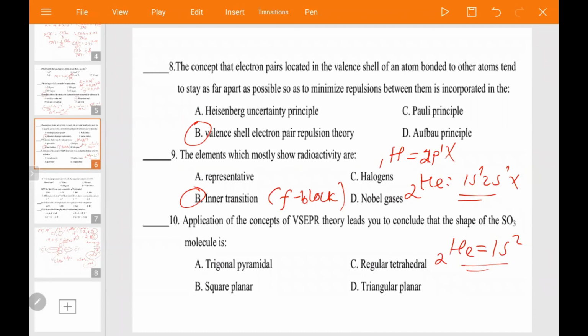Transition ሲሆን ደግሞ D ነው። So most of inner transition elements are radioactive. ግን ሌላ ቦታ የሉም ማለት አይደለም። ለምሳሌ representative ውስጥ ካርበን አለ፣ ናይትሮጅን አለ. But most radioactive elements belong to inner transition. But it doesn't mean only in inner transition. Most ስላለ ነው እንጂ representative ውስጥም አሉ like carbon and nitrogen.